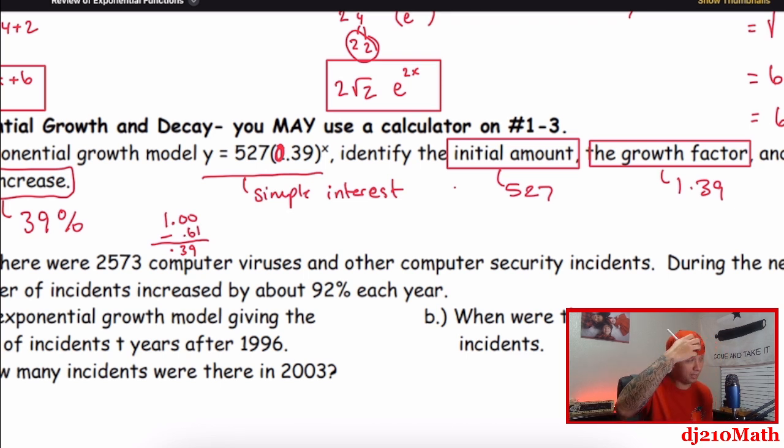6, 7, 8, 9 plus 10. Yeah. So 0.61. So the percent would be 61% if 0.39 is the growth factor. 61% would be the decrease, right? Because 61% is how much it's less than 1. All right.